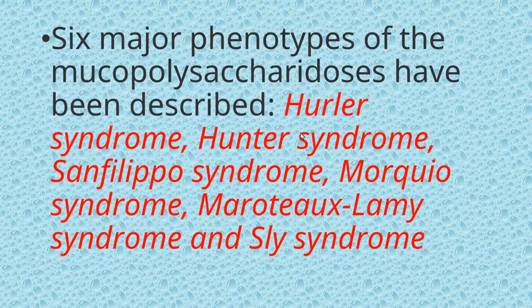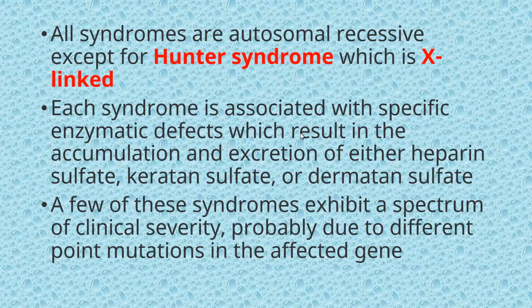There are 6 major phenotypes of mucopolysaccharidosis, and these have been described: Hurley syndrome, which is the most severe, Hunter syndrome, Sanfilippo syndrome, Morquio's disease or Morquio's syndrome, Maroteaux-Lamy syndrome, and Sly syndrome. All these are autosomal recessive, with the exception of Hunter syndrome, which is X-linked. Each syndrome is associated with specific enzymatic defects, which result in accumulation and excretion of either heparin sulfate, keratin sulfate, or dermatin sulfate.